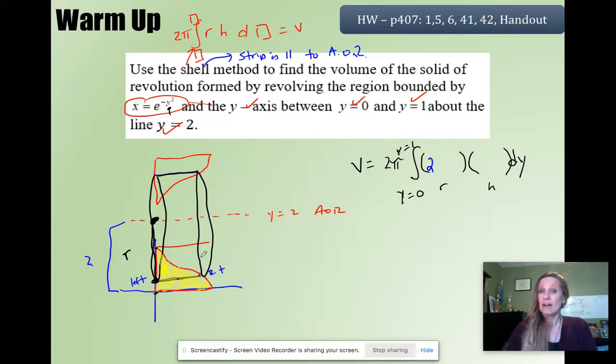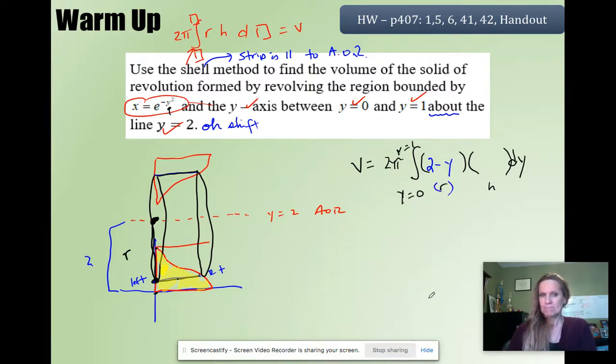Whatever this y value is. Right? The minute you see that the line you're revolving about is not a 0, it's not an x-axis or y-axis, oh no. You're going to have to shift your radius.